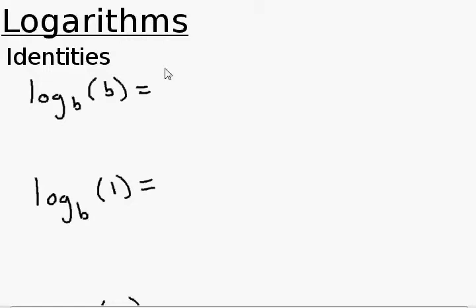In this video, logarithms. Let's start off by looking at some identities and properties of logarithms. The first one is the log base b of b. What is this equal to? 1. In terms of exponents, my base is b. I want it to be equal to b. What power do I put here? First power, it's b. b is b.